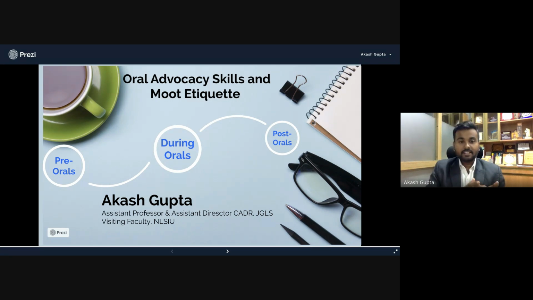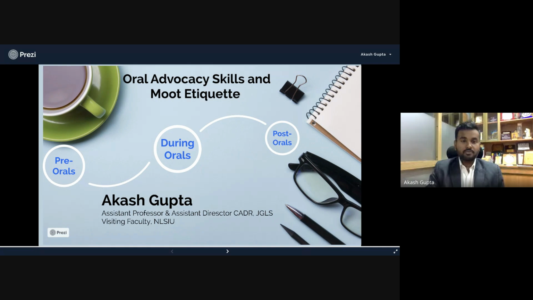So they have divided this training into several portions. Two of the major topics have been given to me: one is today, the other one is tomorrow. We'll be discussing winning strategies tomorrow. Today the topic for me is oral advocacy skills and moot etiquettes. I divide mooting into two parts essentially: one is the writing part, two is the oral part.